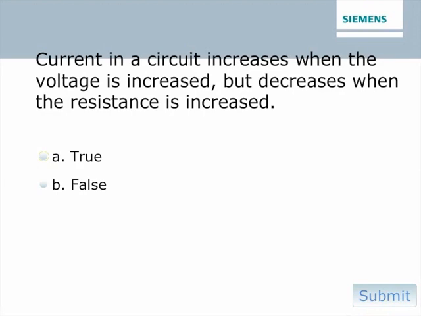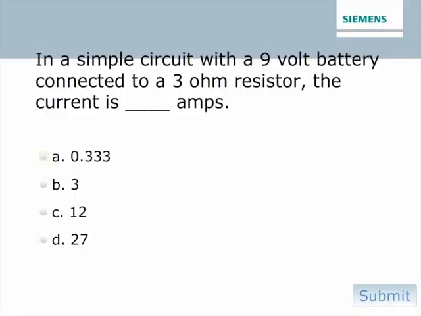Question 4. Current in a circuit increases when the voltage is increased, but decreases when the resistance is increased. Is that A, true, or B, false? Question 5. In a simple circuit with a 9-volt battery connected to a 3-ohm resistor, the current is blank amps. Is it A, 0.333, B, 3, C, 12, or D, 27?